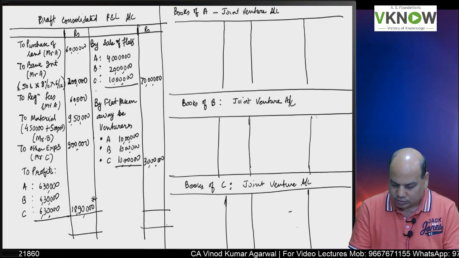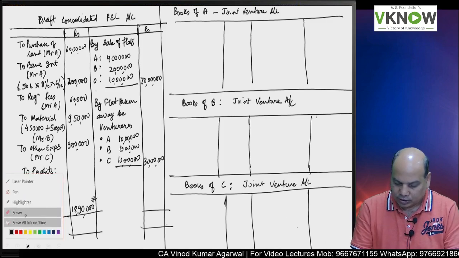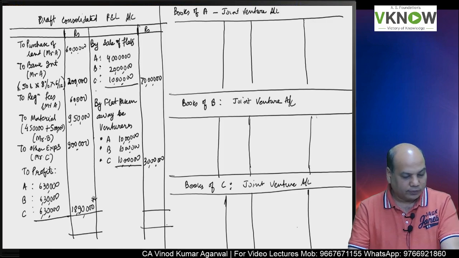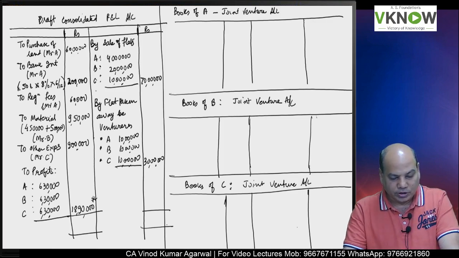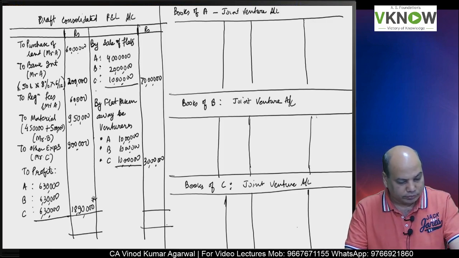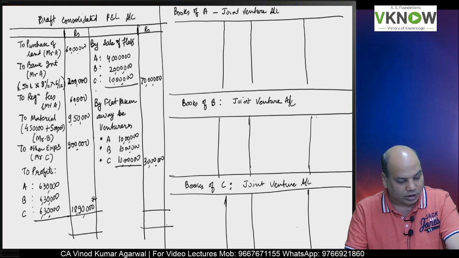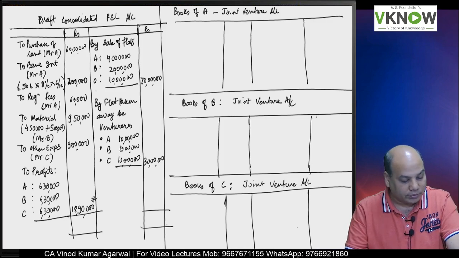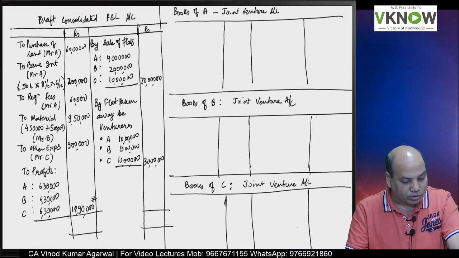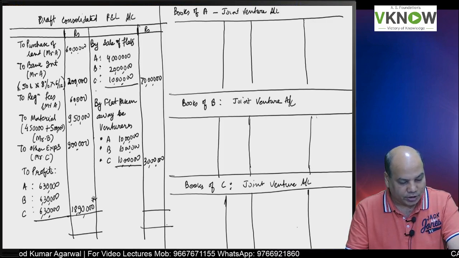So let us start. We'll again read the problem and first post it now in the books of Mr. A, joint venture account. It says Mr. A purchased a land for 60 lakh on 1/1/20x1, and for the purpose he took a bank loan for rupees 50 lakh.